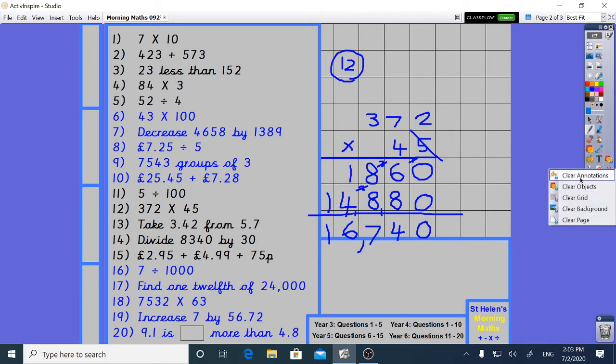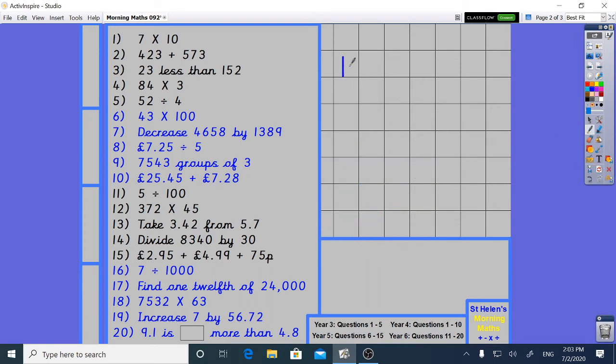16,740. Question 13. Take means take away. Biggest number on the top, 3 and a bit or 5 and a bit? Well, 5 and a bit is bigger. If you're year 4 doing this, this is when decimals line up strangely. 5.7, 5 and a bit is bigger than 3 and a bit.